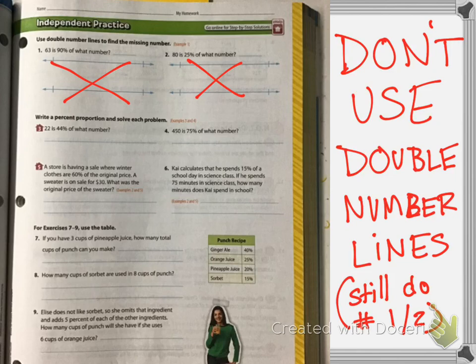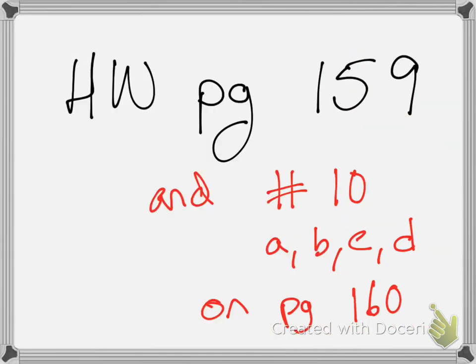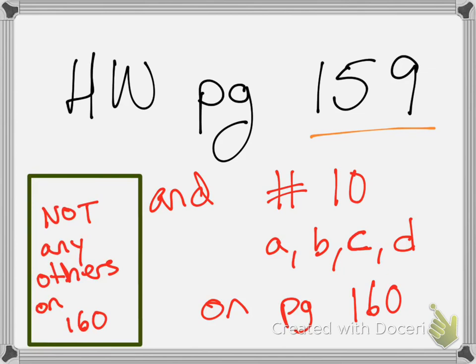Don't use the double number lines, but you still have to do the problem. So you're going to do homework page 159, and you're going to do number 10, A, B, C, D on the back page. That's the only one on the back page. But you guys could do that in about 4 seconds. So you do that, but not any others on page 160. You don't even do E, just number 10, A, B, C, D.